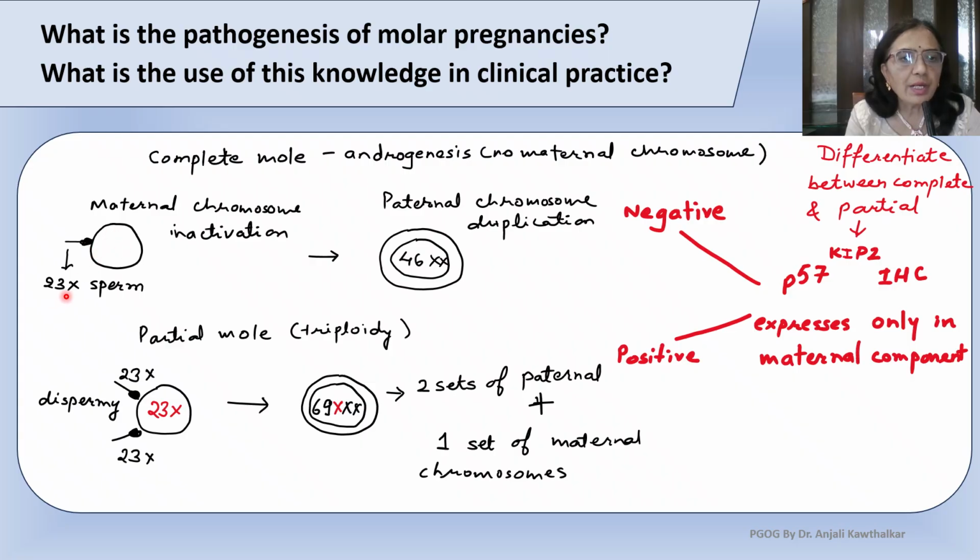The ovum is not containing any maternal chromosomes. It is getting fertilized by a 23X sperm. There is a paternal chromosome duplication, which leads to the development of 46XX. That is how the complete mole is developing.